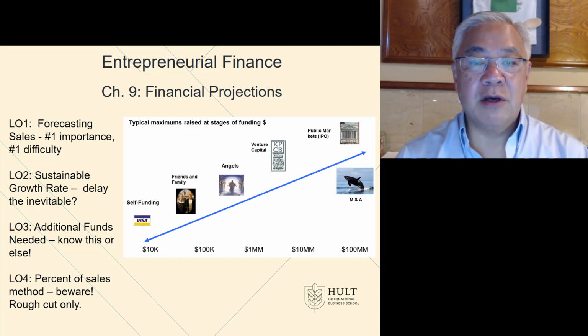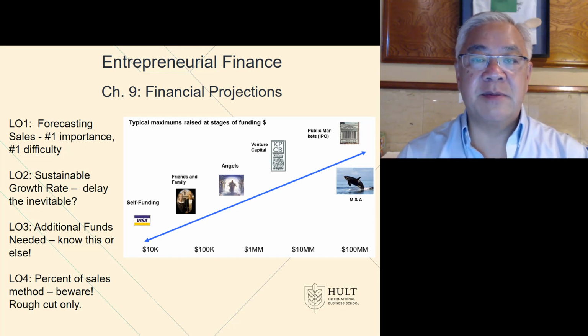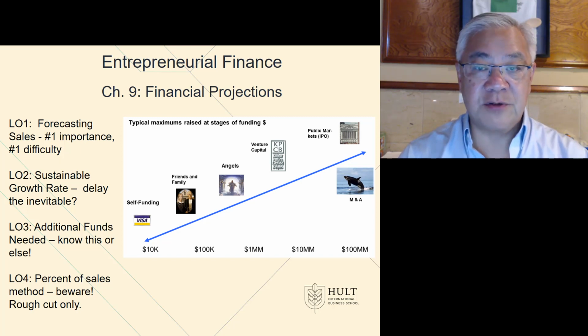All right, today we're going to look at Chapter 9, which is financial projections. And when we mention financial projections, we're looking at some specific things. Learning Objective 1 is looking at how to forecast sales if you have a little bit of history.